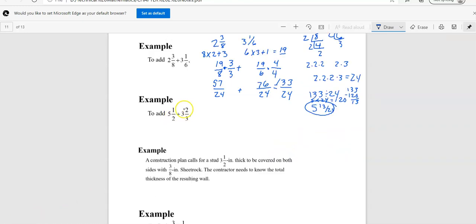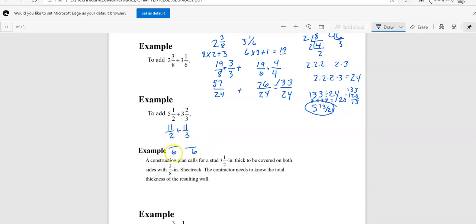Okay, so we've got 5 1/2 plus 3 2/3. We're going to change them to improper fractions. 2 times 5 is 10 plus 1. That's going to be 11 over 2. 3 times 3 is 9 plus 2. It's going to be 11 over 3. So we need a number. These are both prime already. So we could just do 2 times 3 here and make both of these 6.